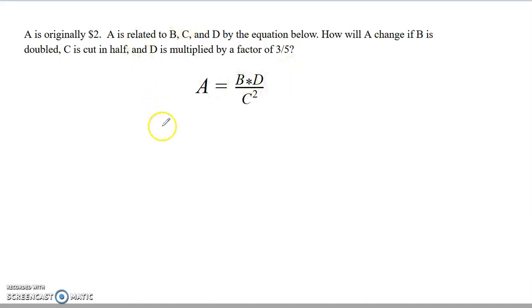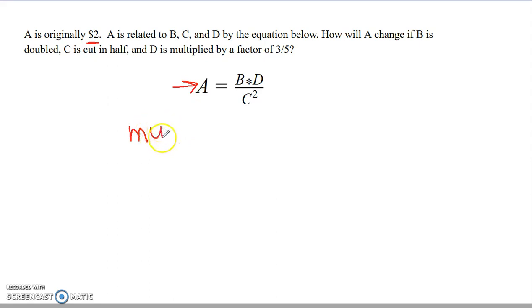Okay, so I'll go through this. So again, very similar to the last one. That's on purpose so you can kind of see how these would look. So the first thing, it's really like the same problem. A is originally $2. The only thing that's different is the equation. So all the variables change by the same amount. A is originally $2. You just need to see what's the new multiplier, what's the new value of A.